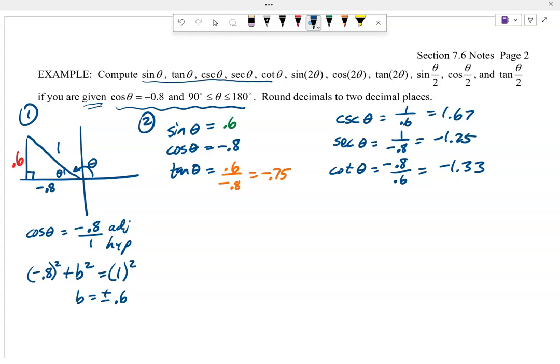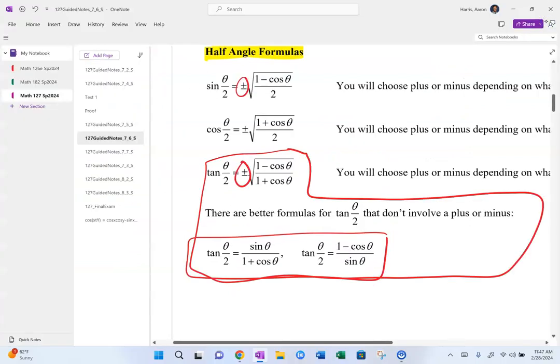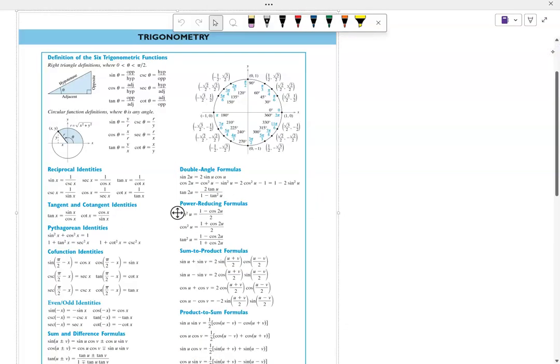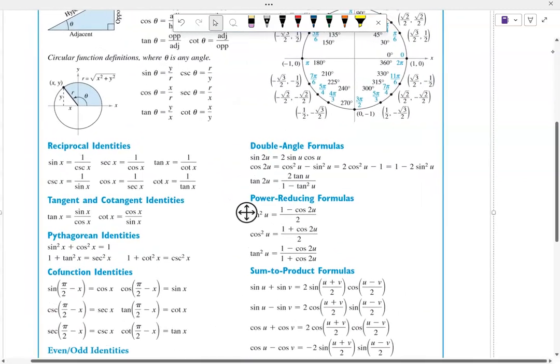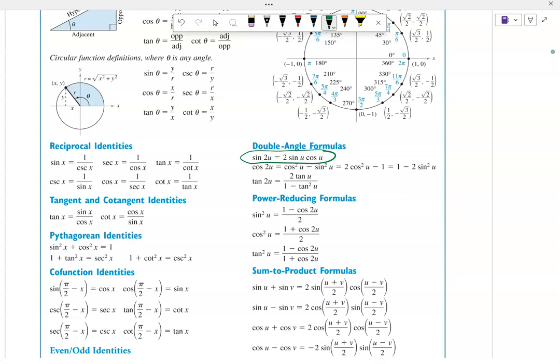We've done all these. Now let's do the double angles. So it's part number 3, the sine of 2 theta. I look up on my formula sheet, or you can look at your reference sheet, and right here is my double angle formula. Sine of 2 theta is 2 sine theta cosine theta.